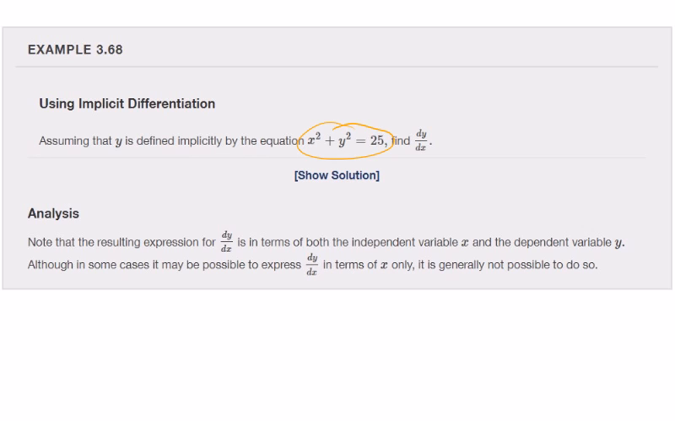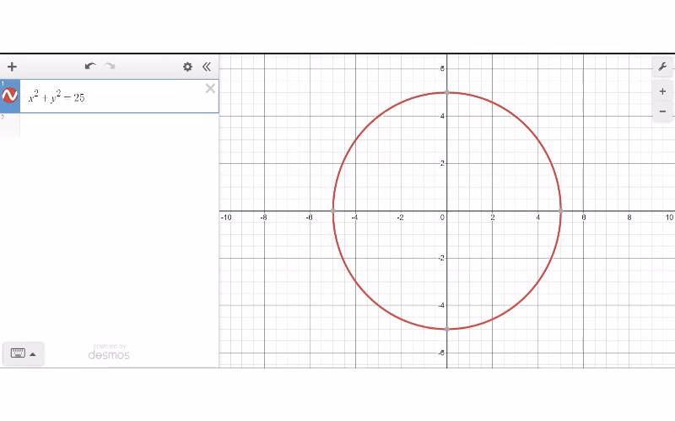I'm not sure if you've done conic sections before, C-O-N-I-C, but conic sections are circles, ellipses, hyperbolas. Parabolas are actually a conic section as well. The reason they're called conic sections is because they're slices of a cone. So you can slice a cone in different ways and get each of these different functions. But if you were to graph this function here on Desmos, you would see that it's a circle.